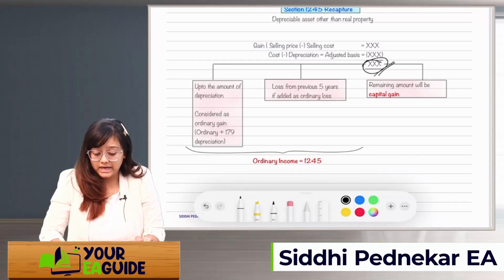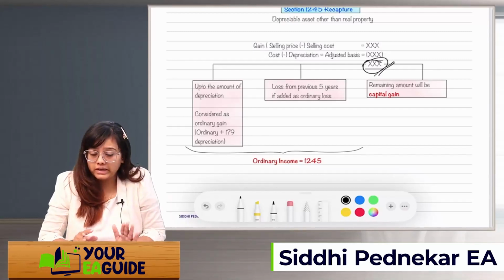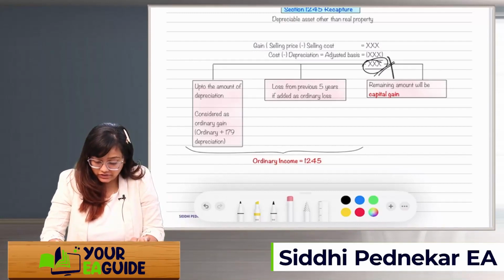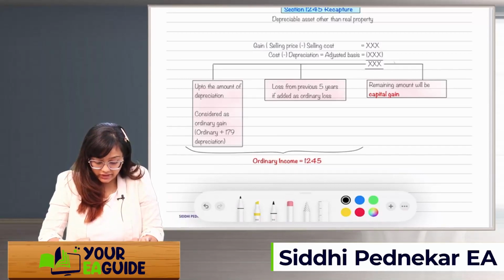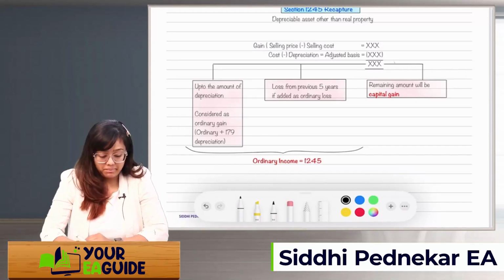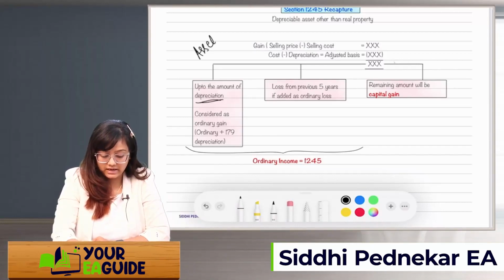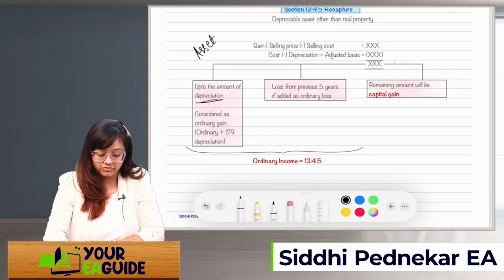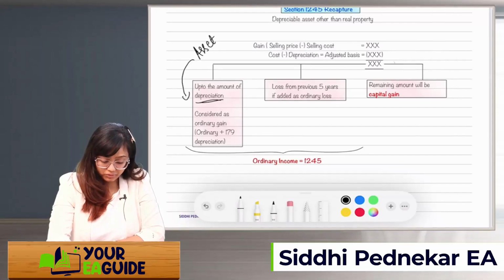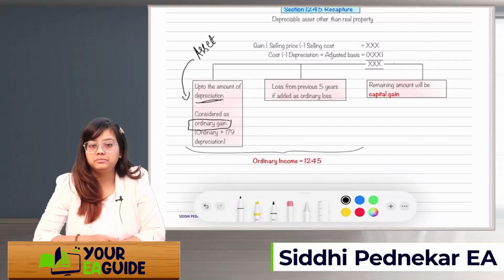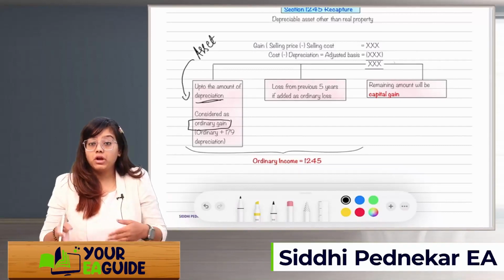Now this gain should not be called wholly a capital gain. It has to be allocated amongst 3 different parts. How will it be allocated? First, whatever depreciation you have claimed on the asset which you are selling, up to that amount, it will be considered as an ordinary gain. Up to the amount of depreciation.